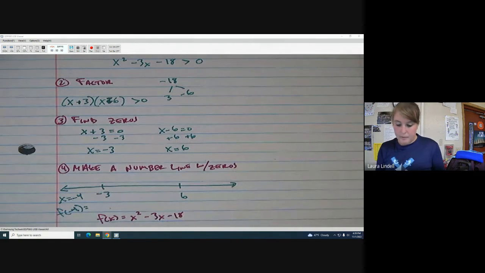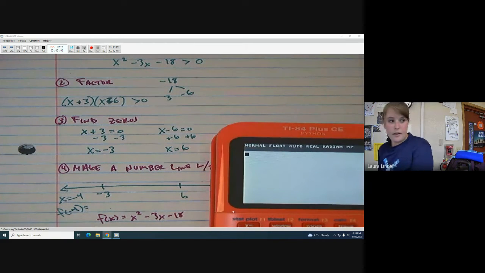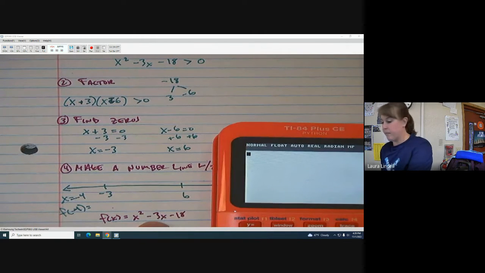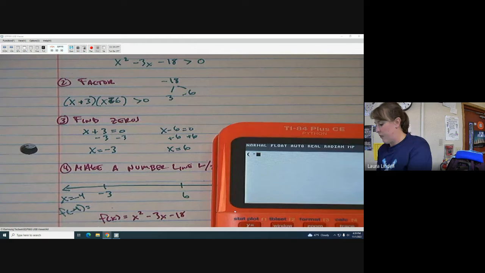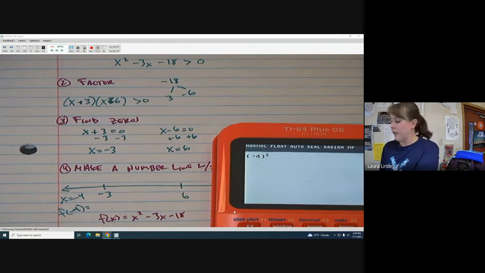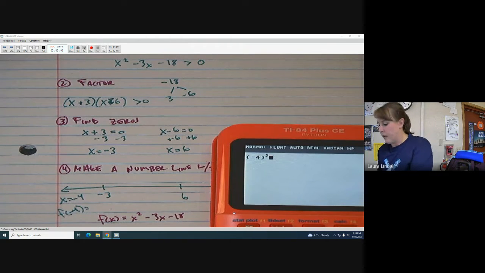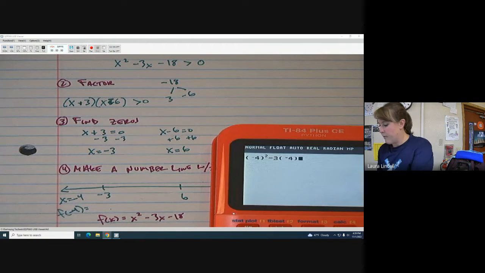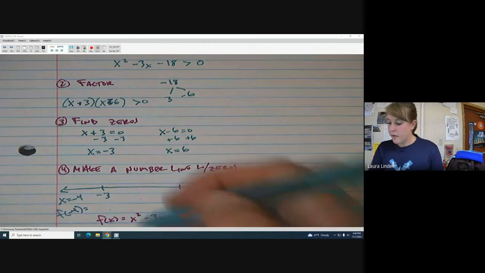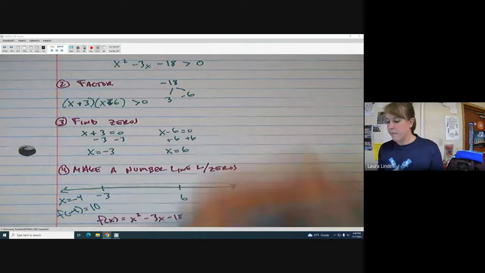So let's do that. Let's grab our calculators here. And I'm going to substitute -4 in for x in this equation. So we're going to go -4 squared. Always put your negative numbers in parentheses when you square them in the calculator. And then it was minus 3 times -4 minus 18. And we get 10. There it is, 10. Okay, so we know that f of -4 is +10.